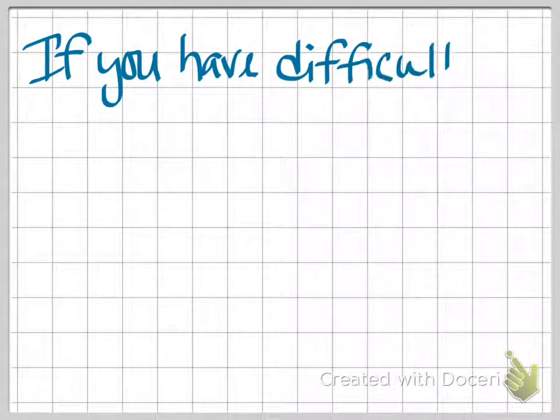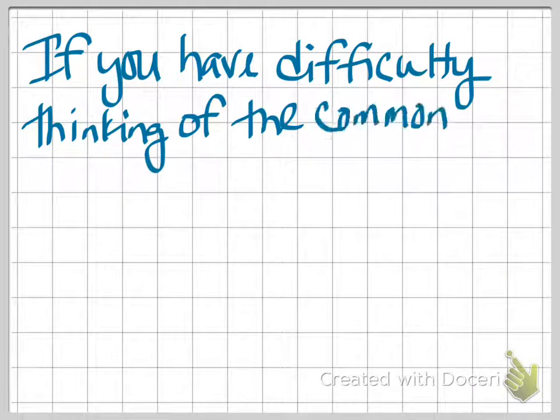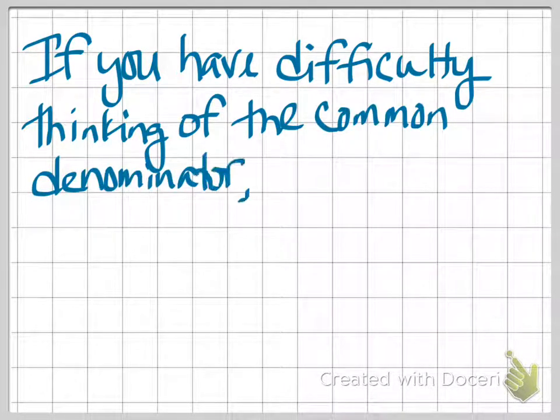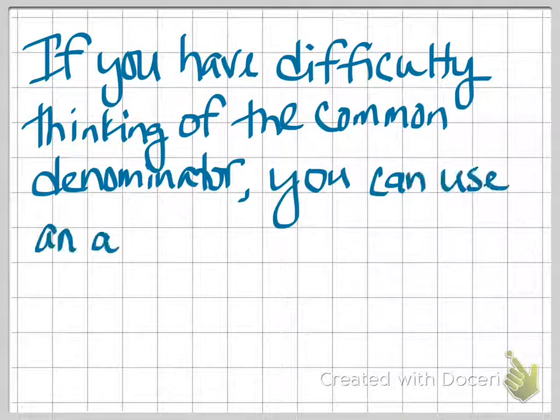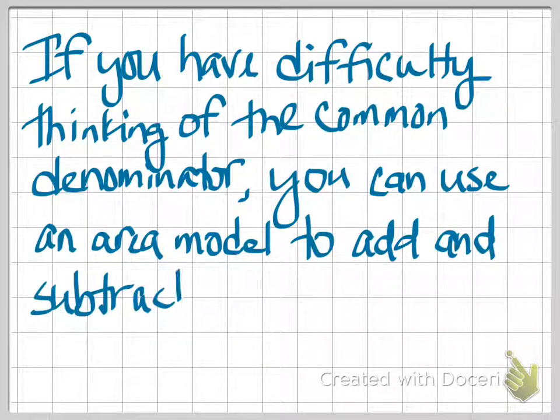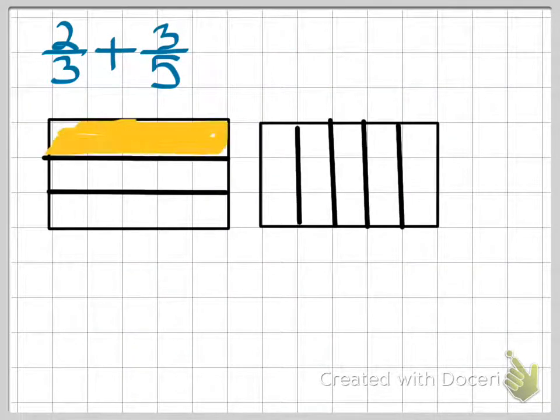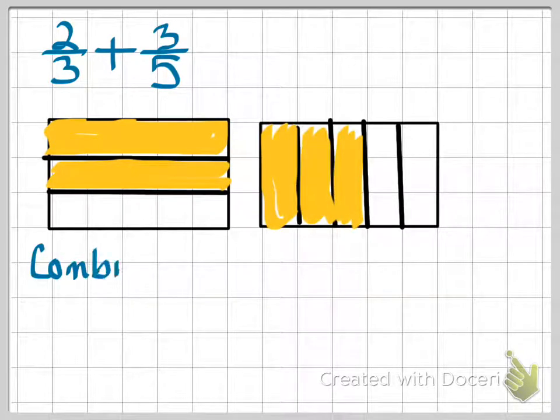If you have difficulty thinking of the common denominator, you can use an area model to add and subtract, which is pretty cool. This is something that is taught in elementary school. Maybe you will remember it, maybe you won't. But let's look at the illustrations being shown.